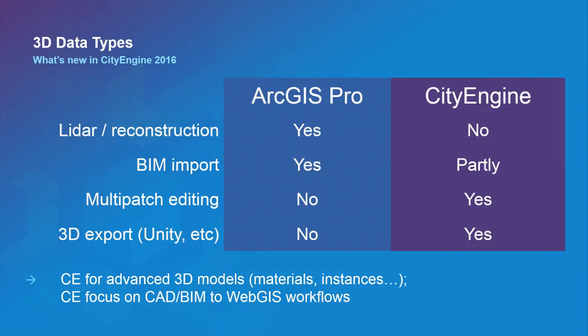But Pro actually doesn't edit multi-patches. You can't reach in and touch a wall and change a texture or change a shape or move a vertex. Only CityEngine does that level of editing, and in CityEngine it does it on what are called shapes. So that's a big differentiator.